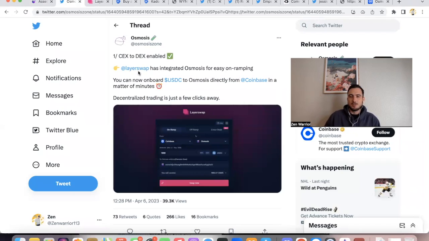They have centralized exchange to decentralized exchange enabled, and based on a new partnership with LayerSwap, they've integrated easy on-ramping with your Coinbase account. So you can now onboard USDC to Osmosis directly from Coinbase in a matter of minutes. Decentralized trading is just a few clicks away. So I'm going to show you guys a quick little video of how to go through this process, and then I'll be right back.